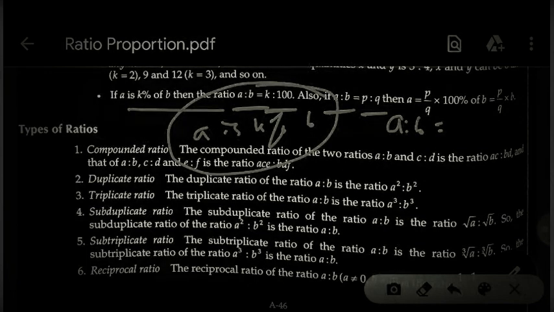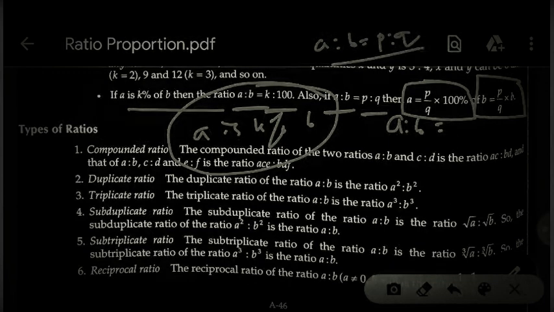then you can define the value of a and the value of b, like this. a equals p by q into 100% of b, that is p by q into b. Here they can say that a is to b equals p is to q. This type of thing, the relation between the similar ratios here.